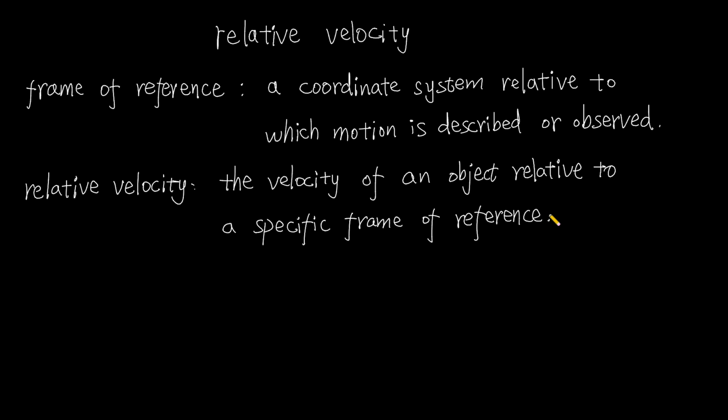In some videos before this video in this channel, we have questions about velocities, but in these videos, we didn't mention the frame of reference. In fact, in these videos, the frame of reference is just a coordinate system fixed with the Earth. So now we know frame of reference, we know relative velocity, and we know that all velocities are relative velocities. There is no such thing as absolute velocity.